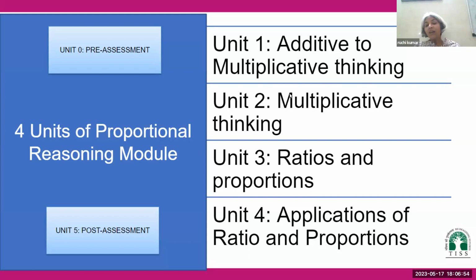So we have 4 units. In the first unit, we talk about how we can help students to move from additive thinking to multiplicative thinking. And in unit 2, we have situations which extensively involve students in thinking multiplicatively itself. So these include situations which have true multiplicative thinking, while in the first, both kinds of thinking can be used. In unit 3, we introduce ratios and proportion. And in unit 4, there are certain applications that you can do for ratios.